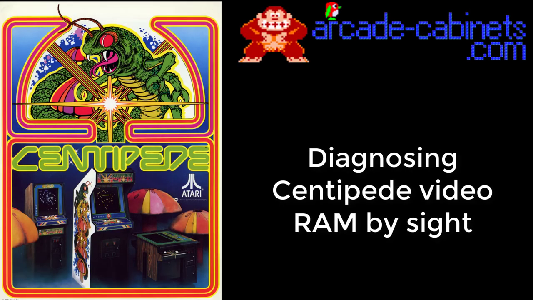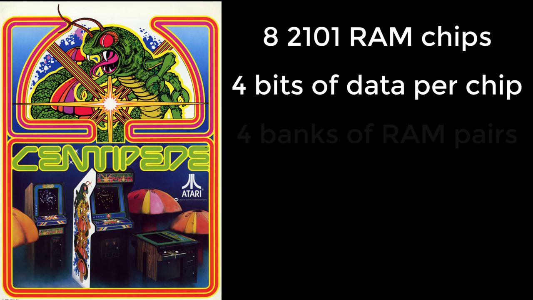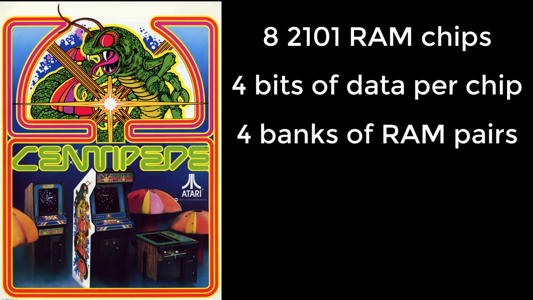In this video, I show you how to diagnose Centipede video RAM issues just by sight. The video RAM layout for Centipede is very interesting. It consists of 8 2101 RAMs. Each RAM holds 4 bits of data. There are 4 banks of RAM, each bank consisting of 2 chips, and each chip provides one, we'll say nibble, 4 bits of the 8 bits at an address.